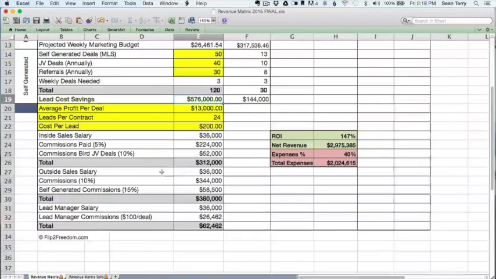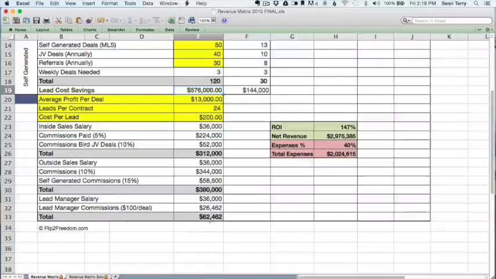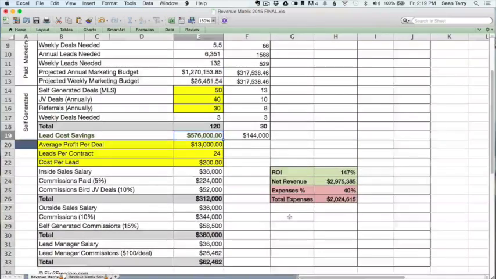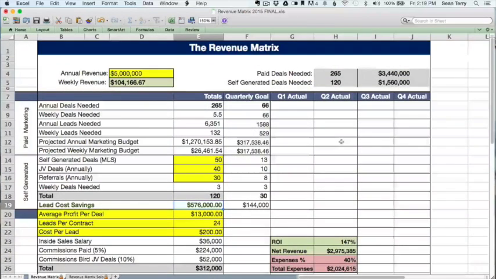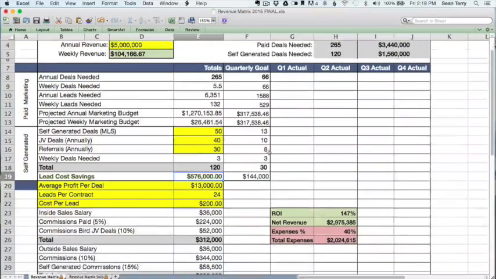So where's the expenses? My inside sales guy is making 312, outside sales guy is making 380, and lead manager is making 62,000. Not bad. Not bad. So we got 120 deals from self-generated, 265 from marketing.